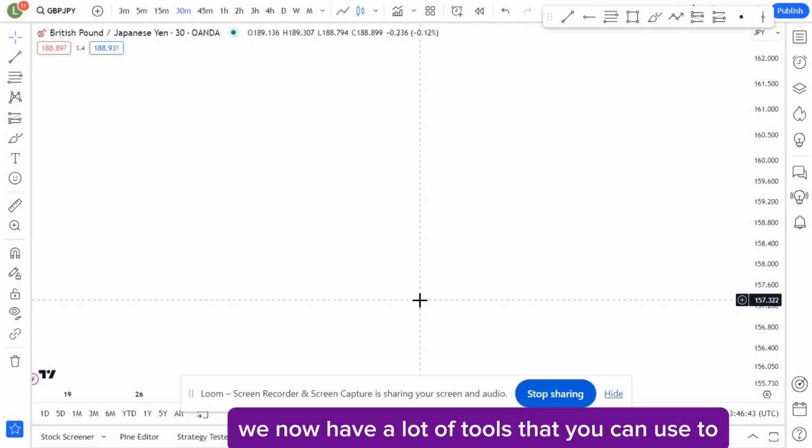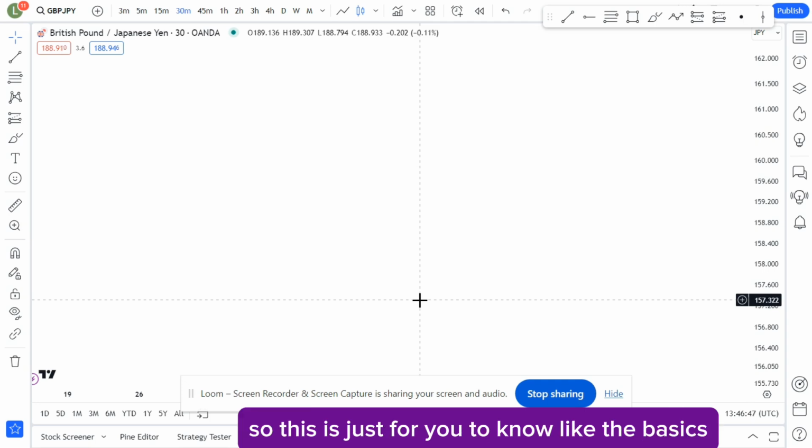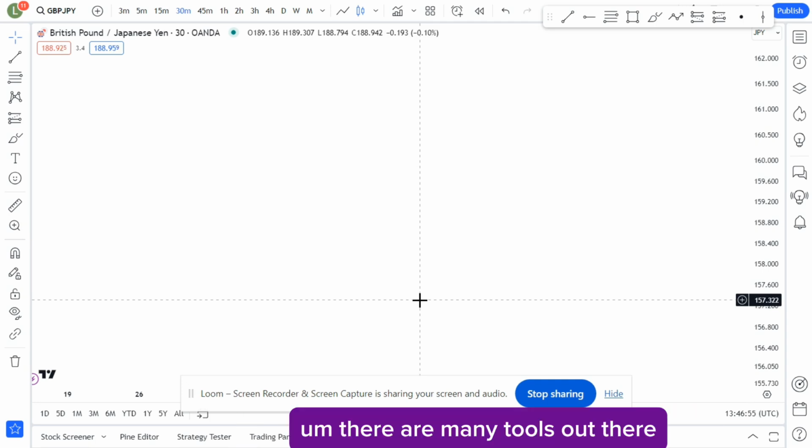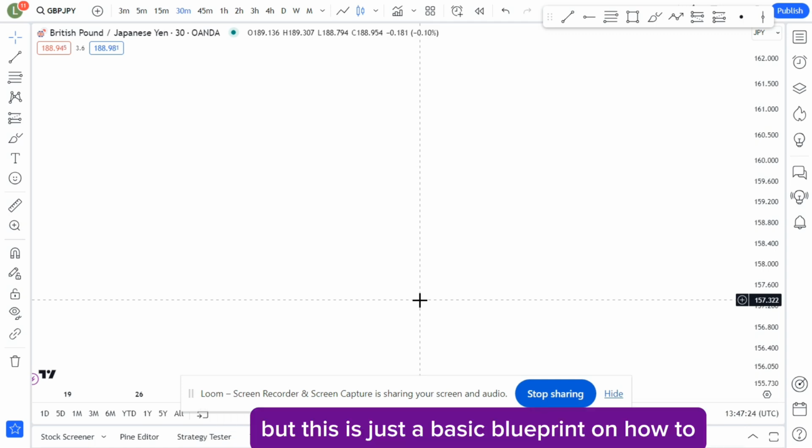We now have a lot of tools that you can use to automatically calculate your pips. So this is just for you to know the basics. There are many tools out there. Even most back testing tools now have features where you can automatically calculate your pips. But this is just a basic blueprint on how to know the pips and what movement it has made in the market.